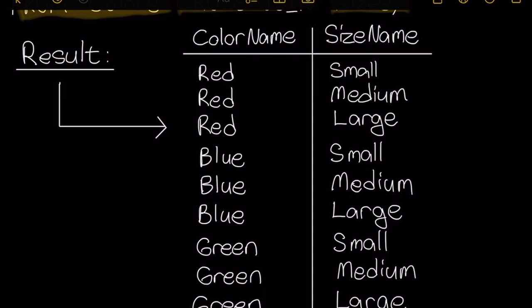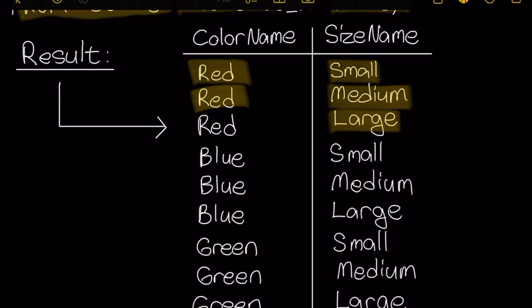So we can have a small t-shirt that's red, we can have a medium t-shirt that's red, and we can have a large t-shirt that's red. And the same holds true for blue and green.